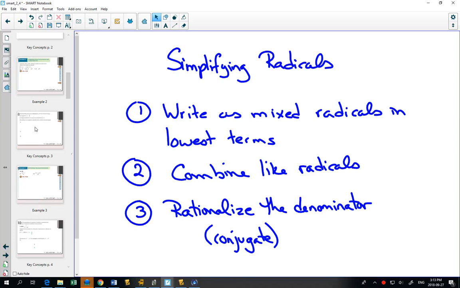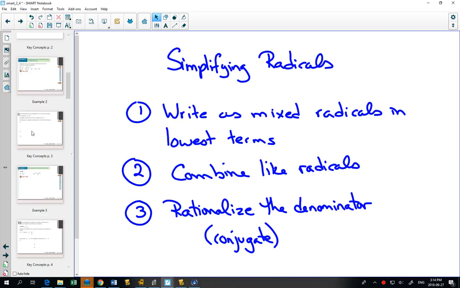We now add the next layer to the word simplify for radicals. You're going to get questions that have one word in the instruction that say simplify. Simplify for radicals, we've already learned, means number one, we have to write our radicals as mixed radicals. Number two, if you have like radicals, it's not simplified unless you combine them. And now number three, radicals are not simplified unless you rationalize the denominator.